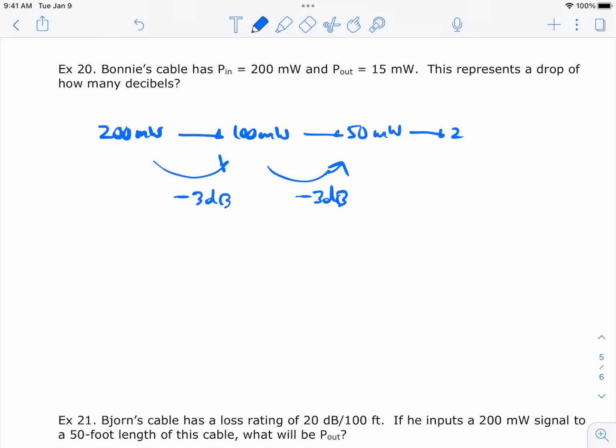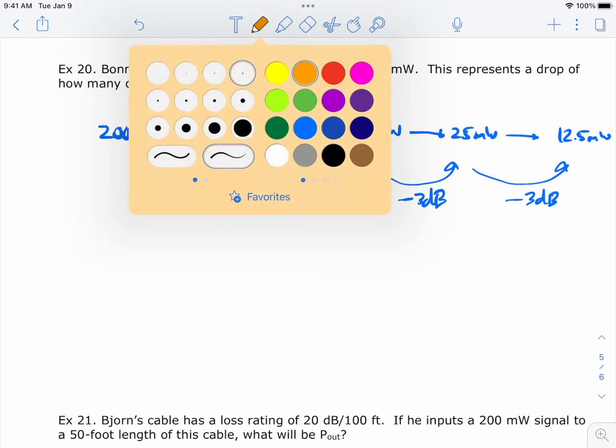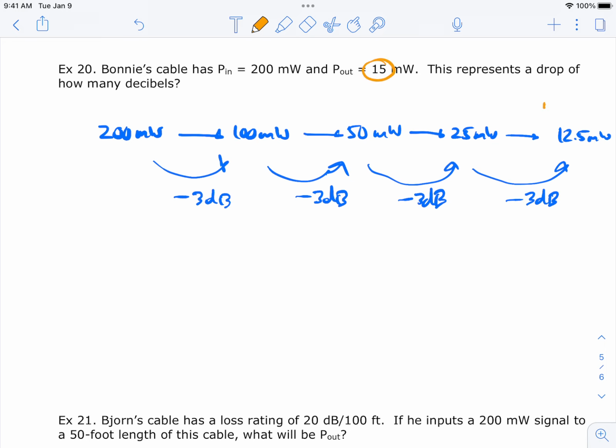If I cut the 50 in half, I'll be at 25 milliwatts. I just went down another 3 decibels. So I've gone down 9 decibels. If I cut the 25 in half, I'll be at 12.5 milliwatts. That would be going down another 3 decibels. Now, here's the thing. We didn't really want to go down quite that far. We wanted to go to 15. So 15 is over here somewhere. So we could say 3, 6, 9, 12. We could say not quite 12 decibels. We go down by not quite 12 decibels.